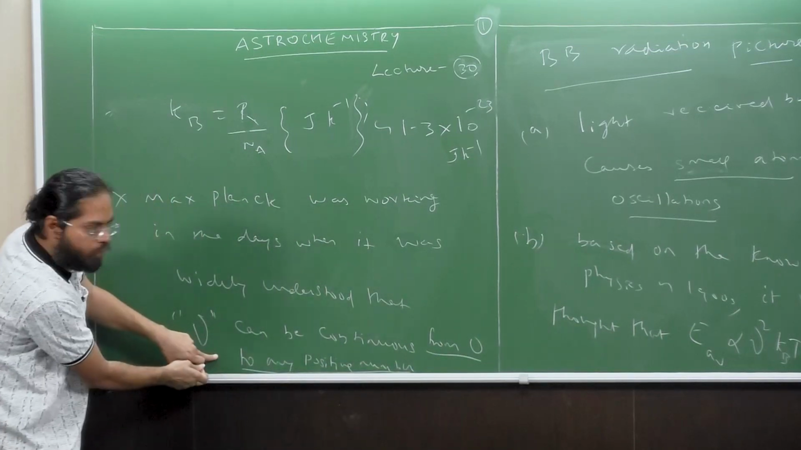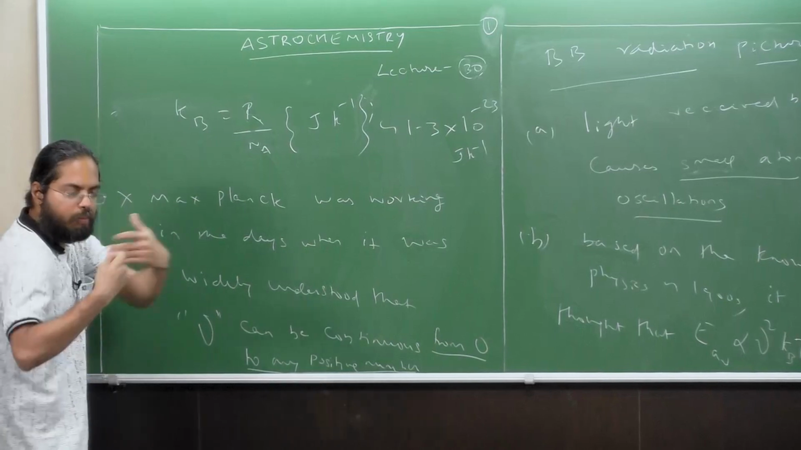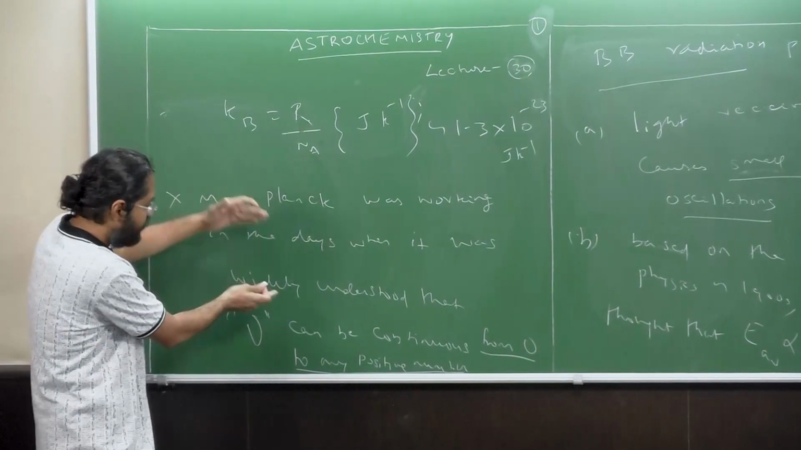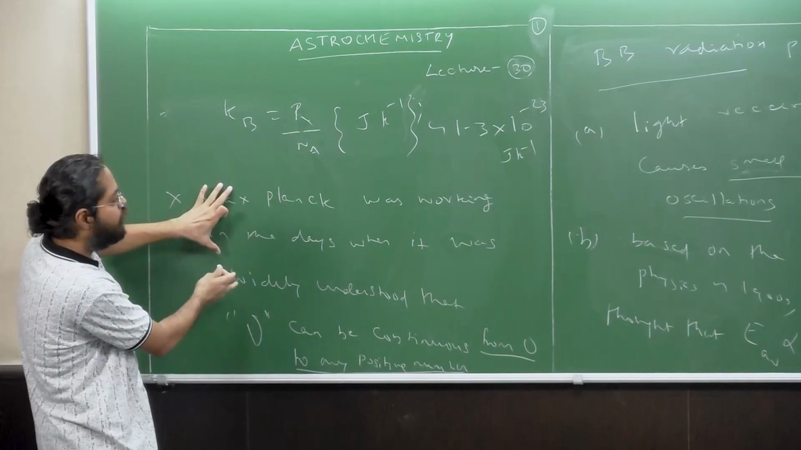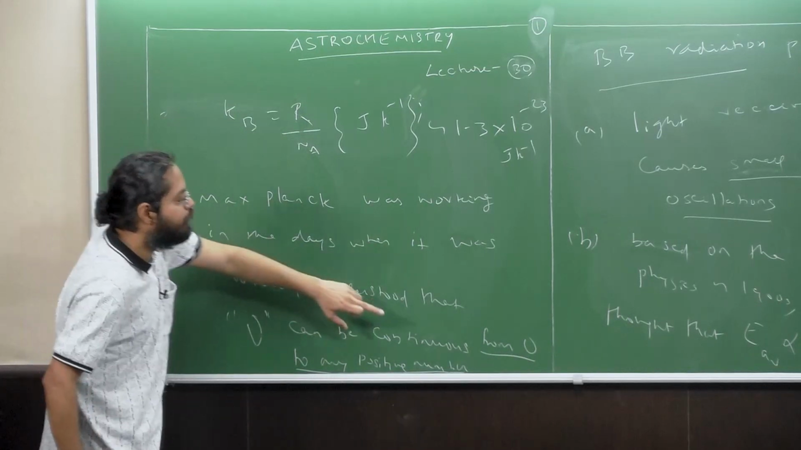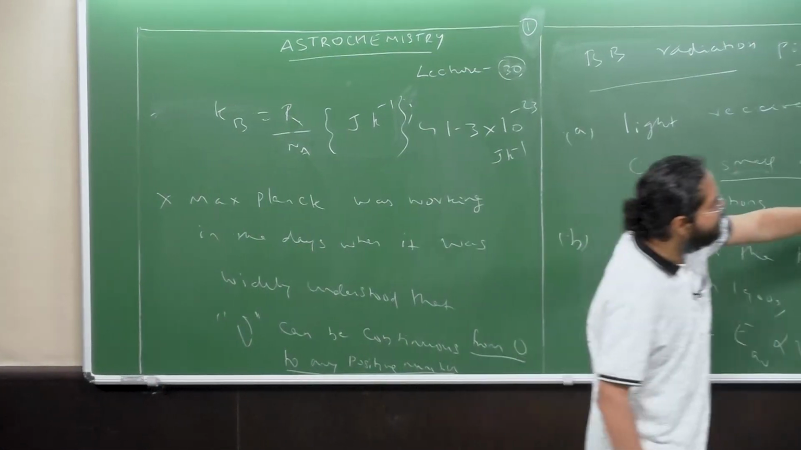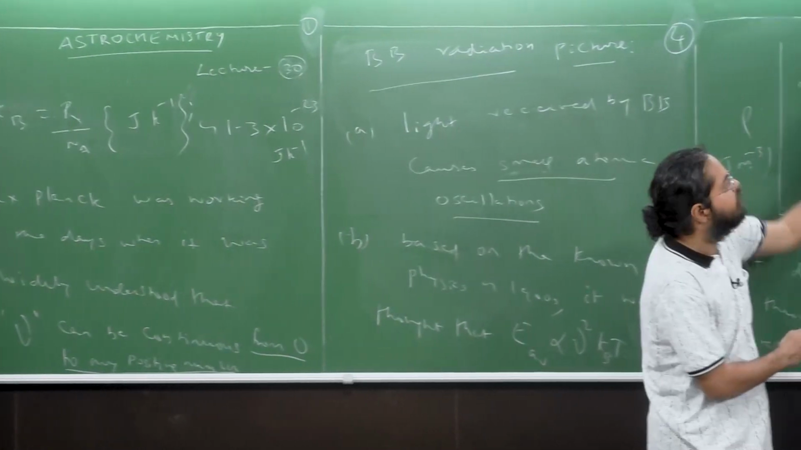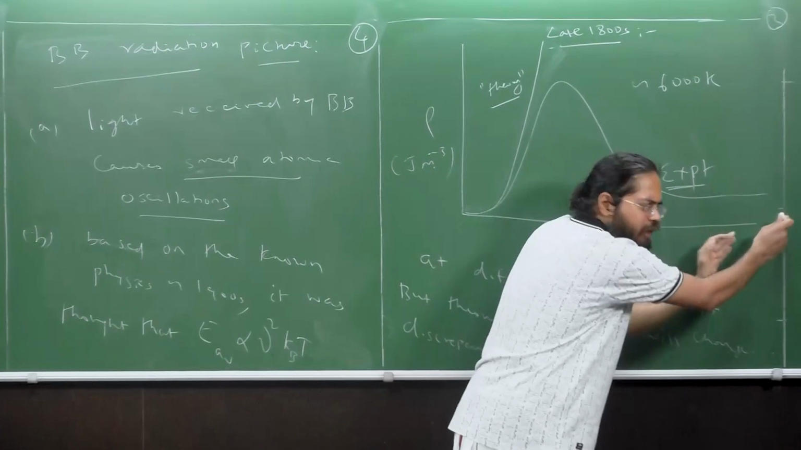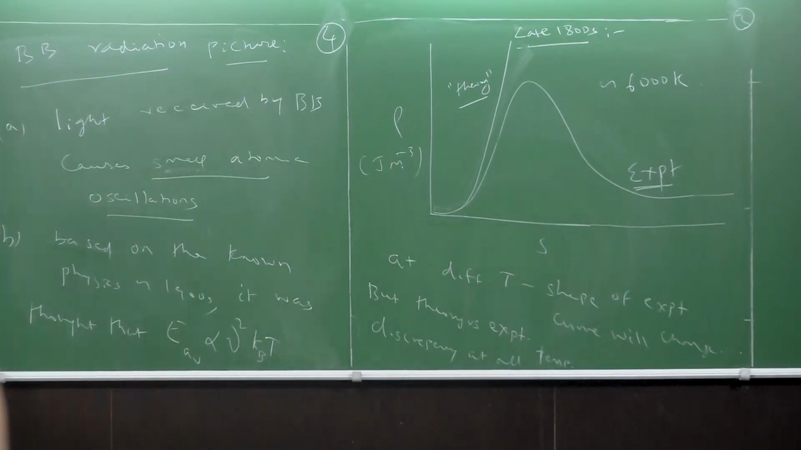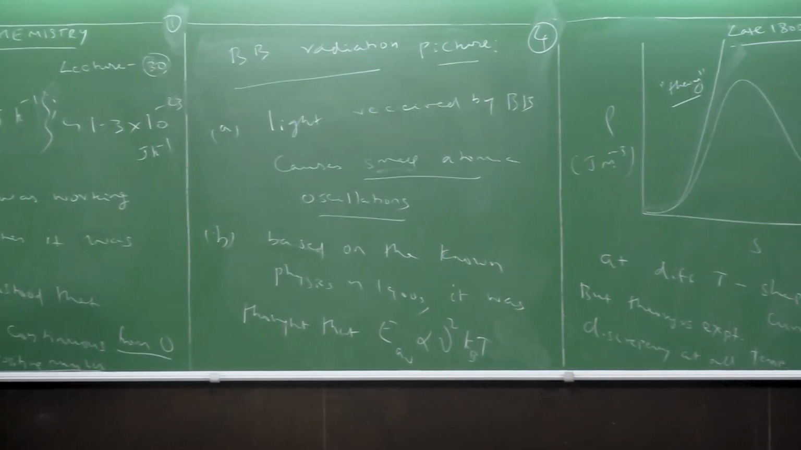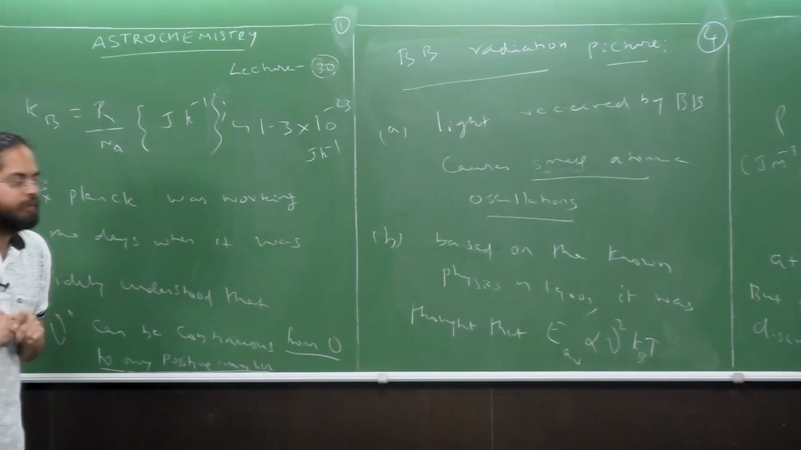I have written it way below on the board, so I'll say what I've written here, because the handwriting may be bad. So Max Planck was working in those days when it was understood that nu, that is the frequency, can be continuous. In other words, there are no discontinuities in the graph. It is continuous all the way starting from 0 to any large positive number. So nu can be continuous from 0 to any positive number. Please note it.